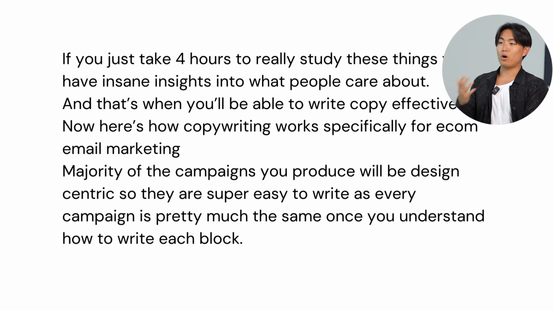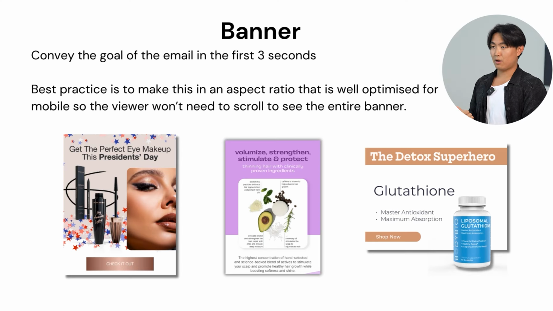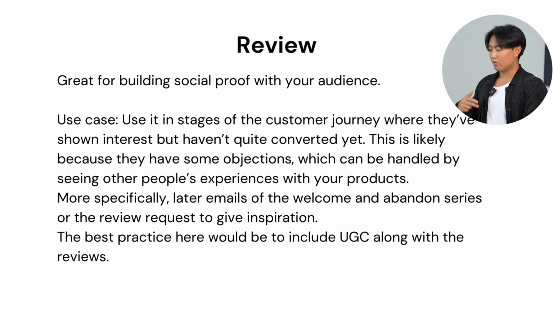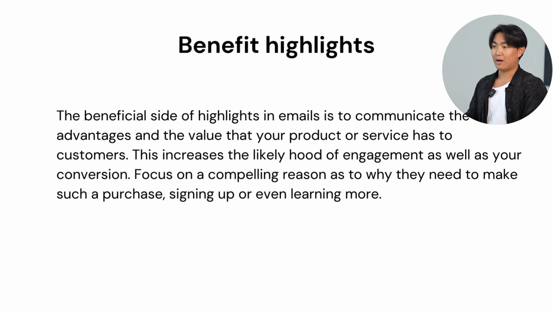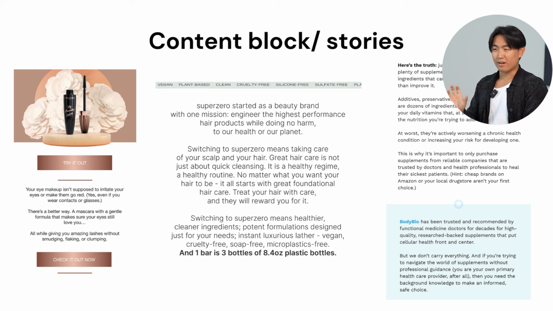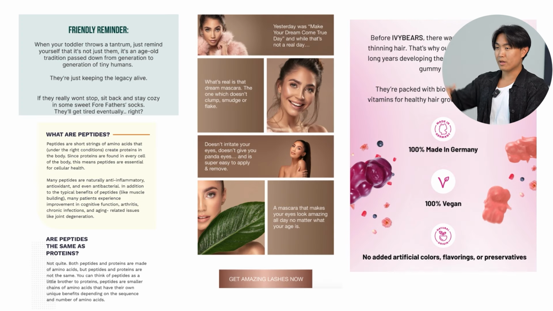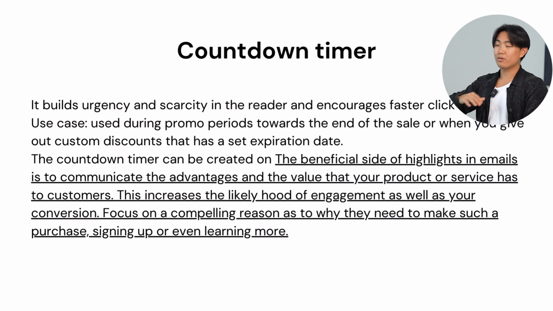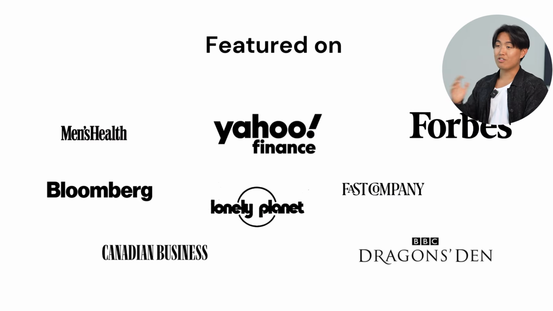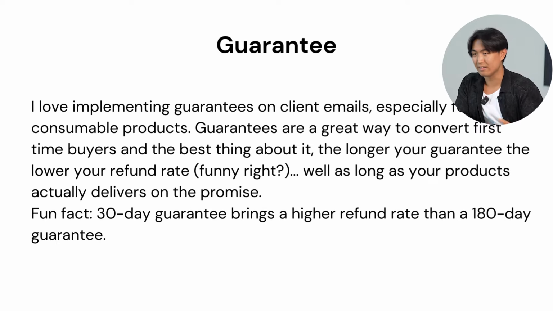So in terms of all possible blocks, it's going to be your banner block, your CTA block, review blocks, product display blocks, benefit highlight blocks, content or story type of blocks. So this is the only type of block that actually requires a lot of copy, and you'll see all of the blocks listed on screen. You can have countdown timers and featured on for authority and brand building to ensure trust. You can also write guarantees, and that's really about it, right? Obviously you have logo blocks, footers, etc., but those don't really require any copy. So if you know how to write copy for all of these blocks individually, building out an email becomes a lot easier.